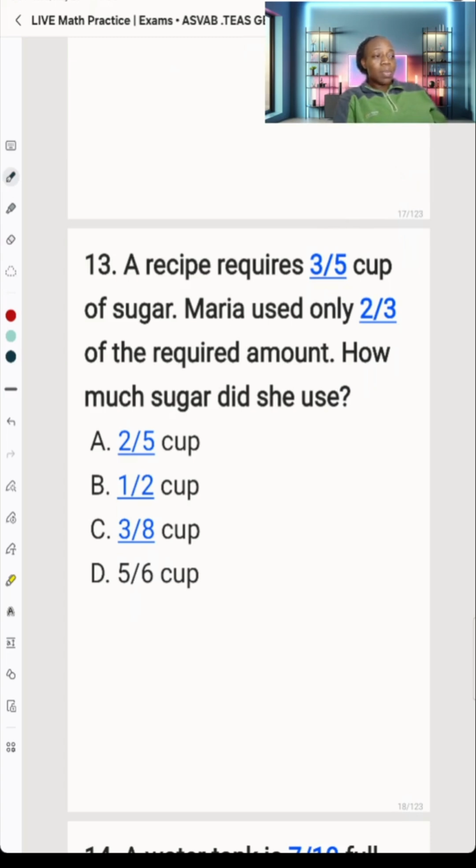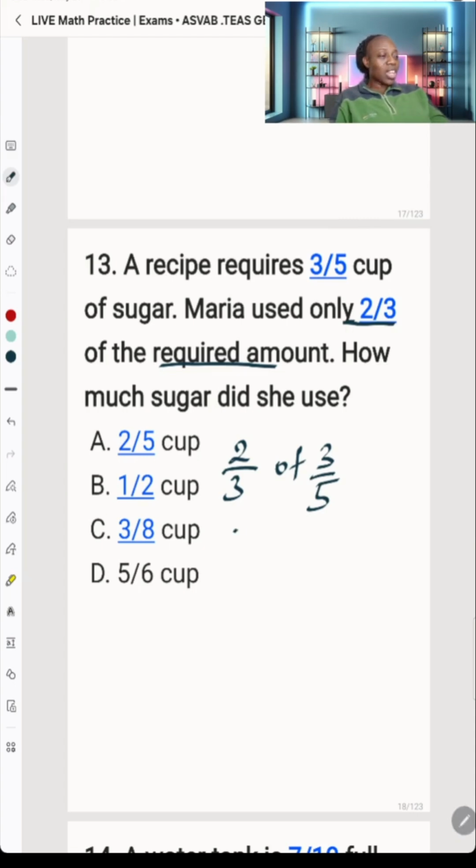A recipe requires 3/5 cups of sugar. Maria used only 2/3 of the required amount. How much sugar did she use? What is that asking us? That means this person used 2/3 of what? Of 3/5. What does of mean? Of means multiplication.